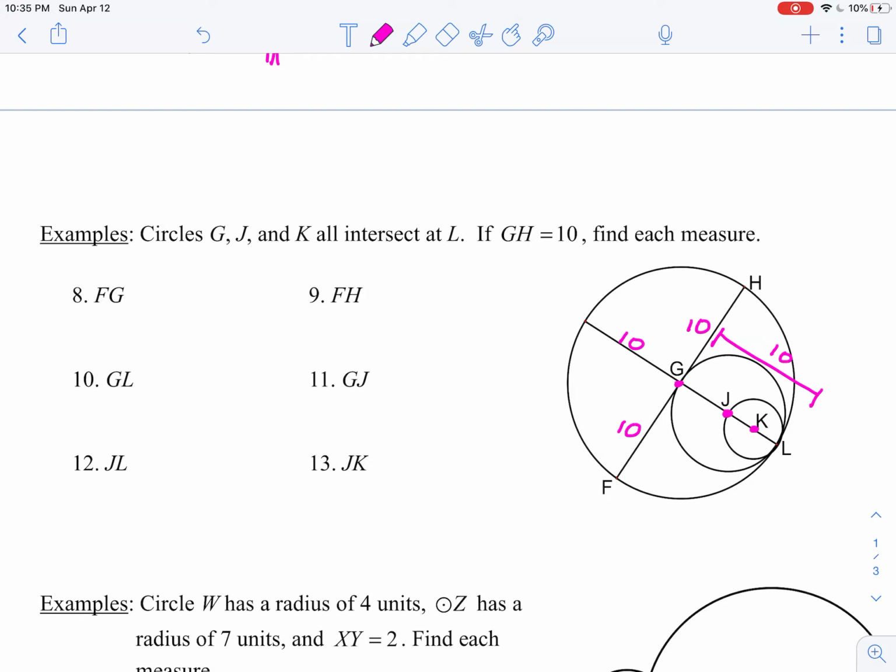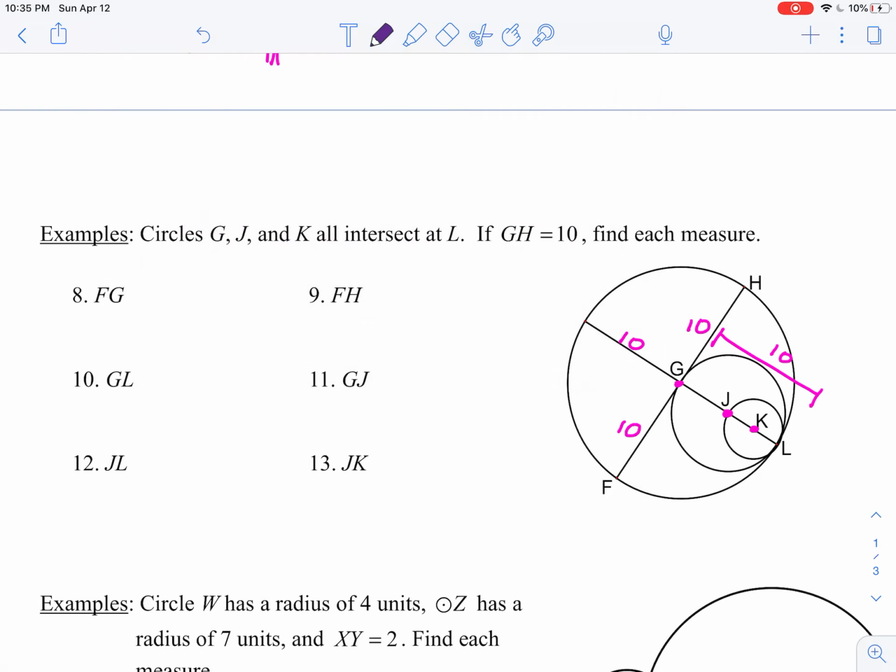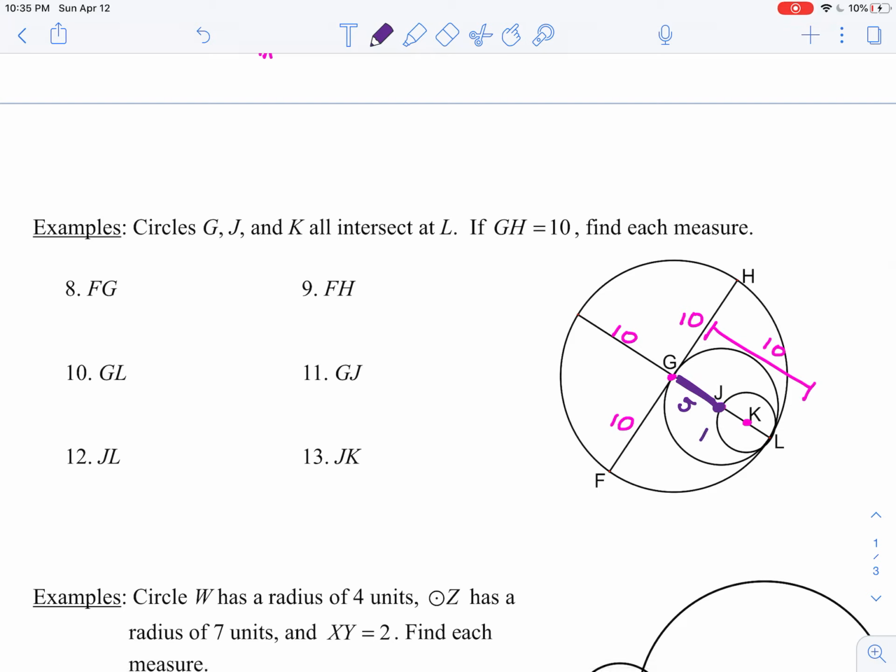Now if I consider GL, one of the radii of the big circle, if that's 10 units long, GL is also the diameter of circle J. So if circle J has a diameter of 10 units, its radius, half of that, must be 5 units. So JG is 5, and JL is 5.